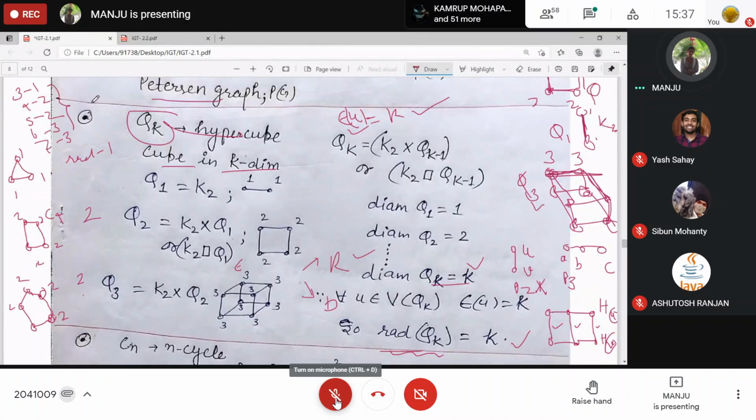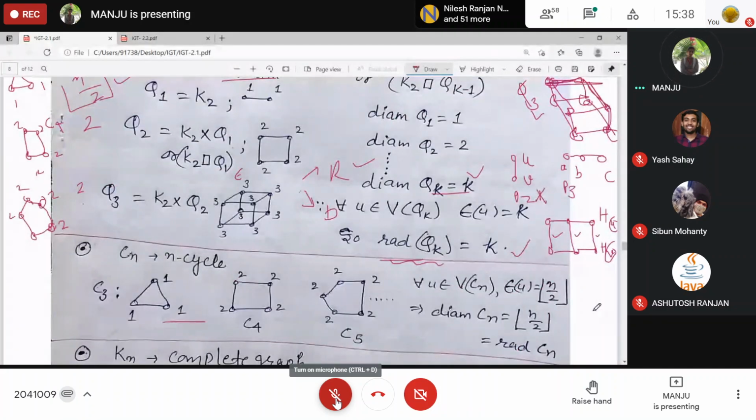How is it related? Eccentricity, diameter, radius, whatever you say. Everything is seen in the case of any cycle C_n. Tell me. Any formula that connects 3 with 1, 4 with 2, 5 with 2, 6 with 3, 7 with 3, 8 and 9 with 4, 10 and 11 with 5. Floor value of n by 2. Yeah, floor function of n by 2. Clear? This will be the eccentricity, radius and diameter in case of this one.